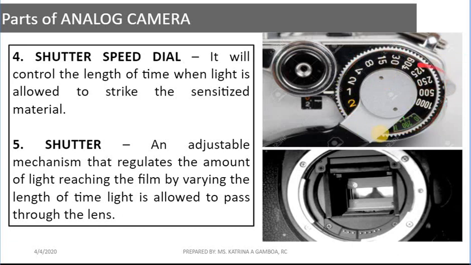So, this is the shutter speed dial. Next, this is the shutter. Ayan, yung pinaka nasa loob ng camera, yung pinakita kong video sa inyo. It is an adjustable mechanism that regulates the amount of light reaching the film, varying the length of time light is allowed to pass through the lens. So, that is the shutter, yung parang pinaka-window film plane niya.